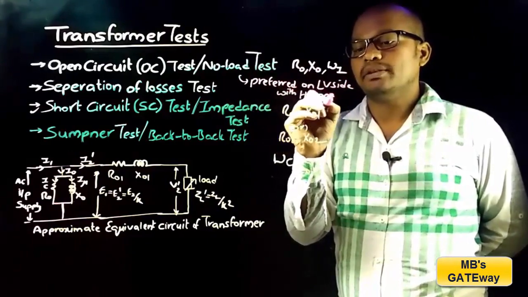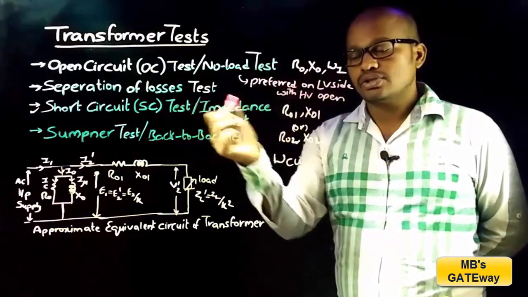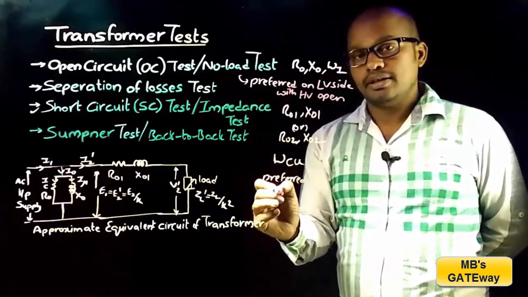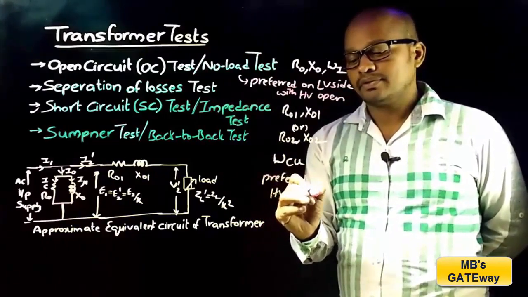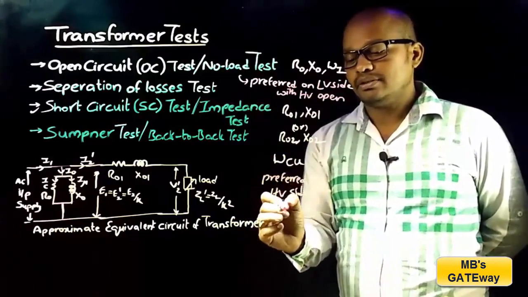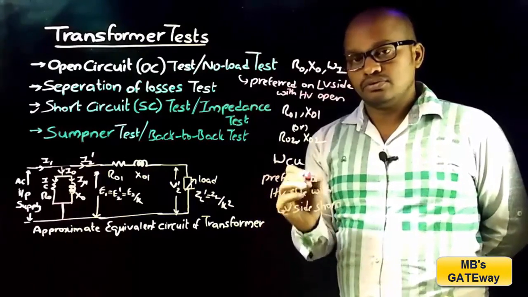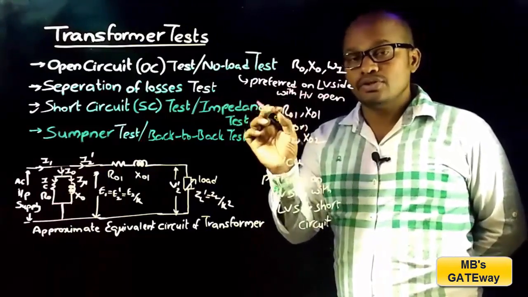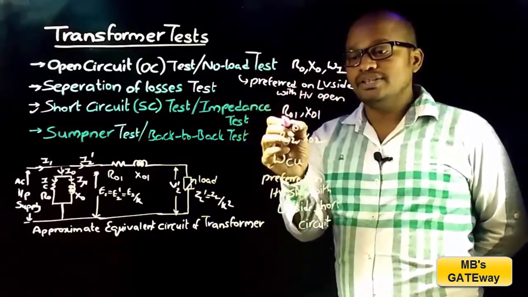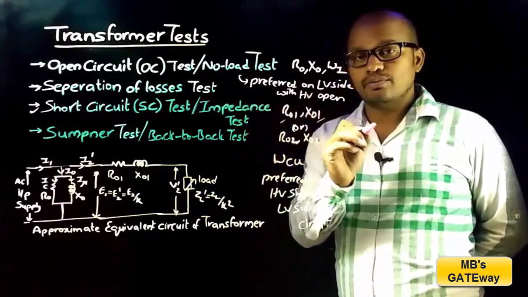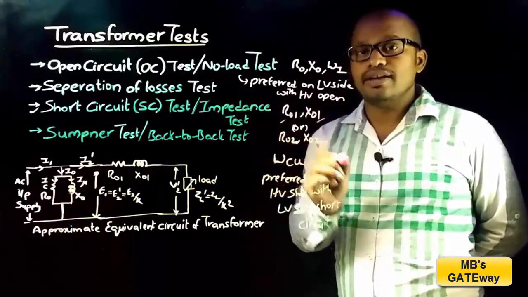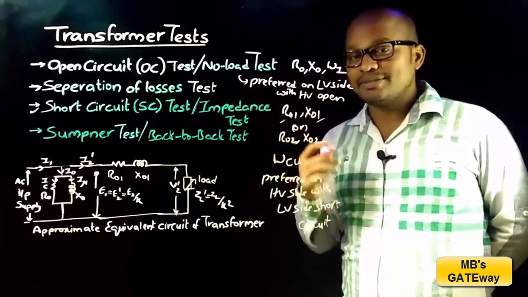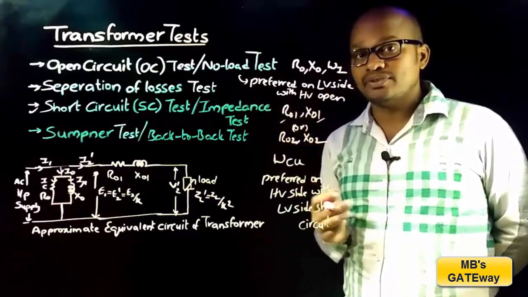HV open, whereas short circuit test is preferred on HV side with LV side short circuit. Therefore, first let's discuss how to perform this short circuit test and how to find these R01 and X01 or R02 and X02, and also let's find out what happens if the short circuit test is performed on other than the preferred side of the transformer.